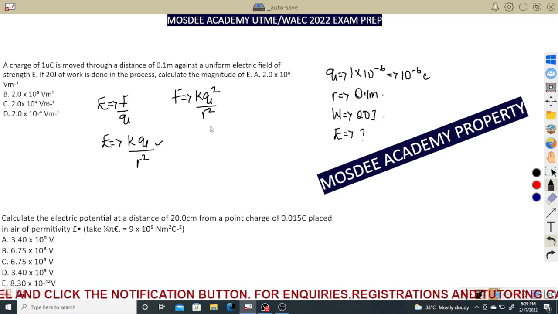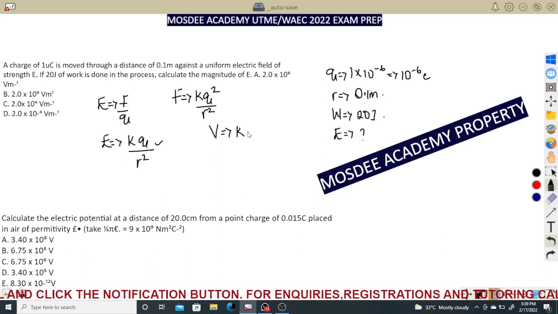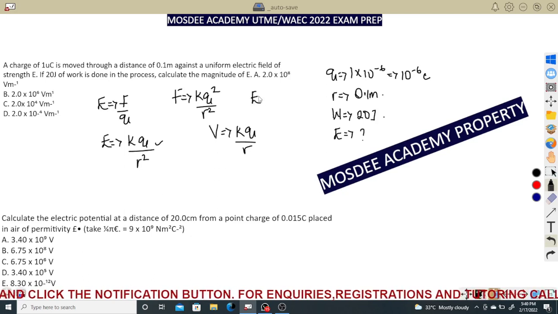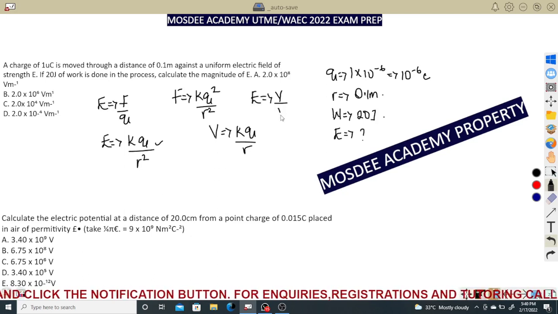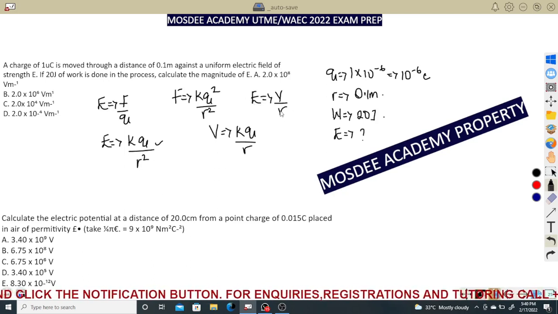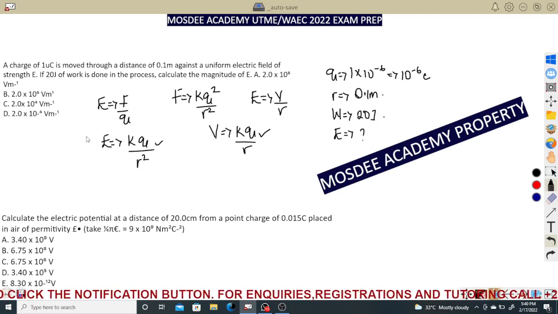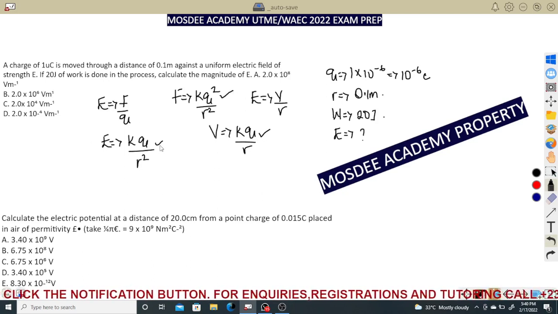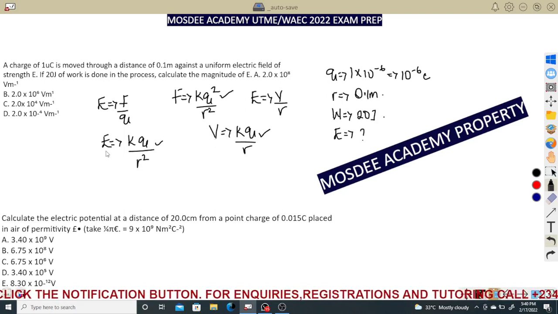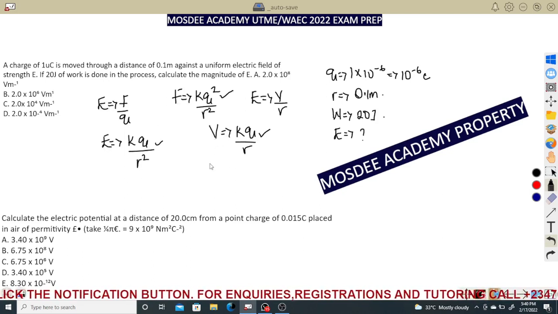And you can also define electric field potential V as KQ by R. How do I come about the electric field being V over R? We are looking for V. Now, E is this. Then one R will get cancelled out. So these are three formulas that you need: electric field potential, electric field intensity, and electrostatic force. All these three formulas are very important.